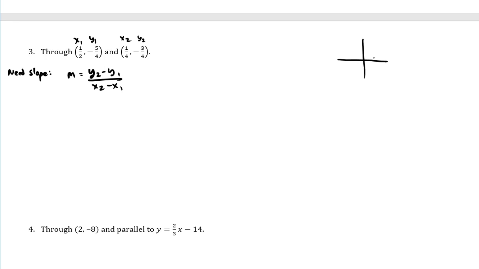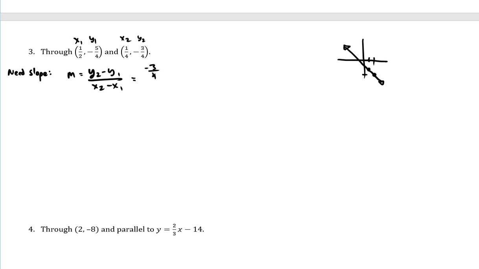Okay, so 1/2 is somewhere over there, we'll say, and then -5/4 is somewhere down there. And then 1/4 is smaller than 1/2, so let's put it right there. And then -3/4 would not go down as far as -5/4. Okay, so they're close together, but it is a line that goes downward. Okay, so it should be negative, and so let's verify that with our equation.